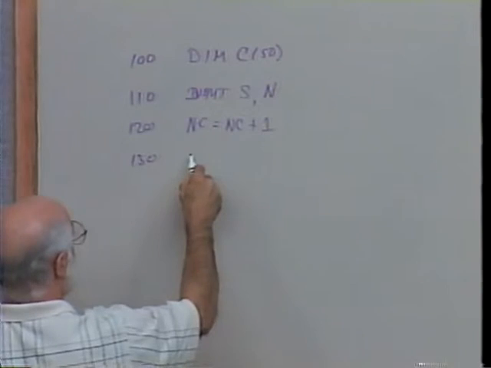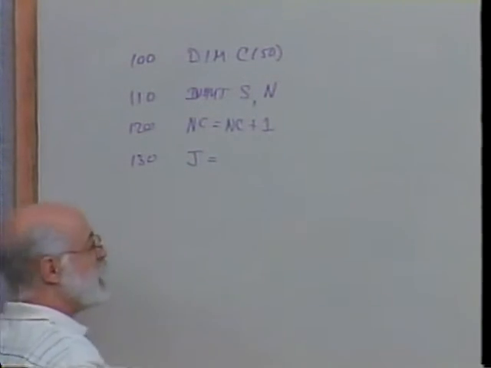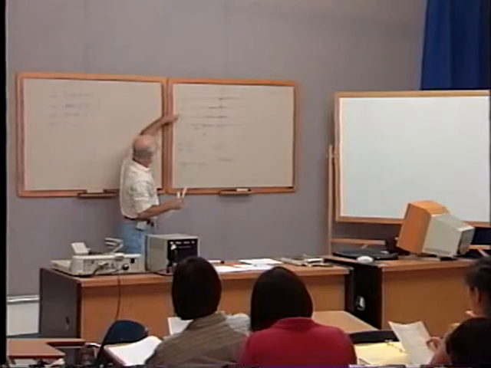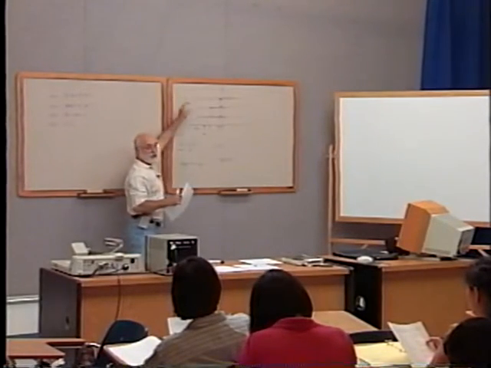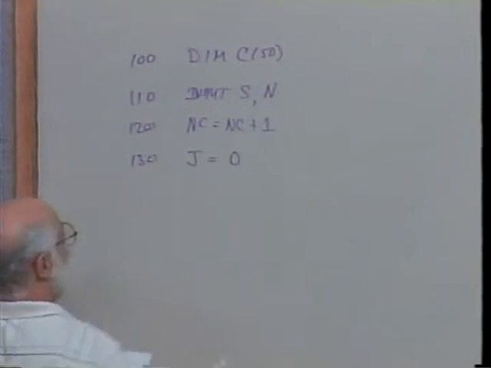And now I'm going to look for the trunk that's going to hold it. And I'm going to index the trunks by j. So this is j equals 1, j equals 2, j equals 3, and so forth. So I start off j equals 0.